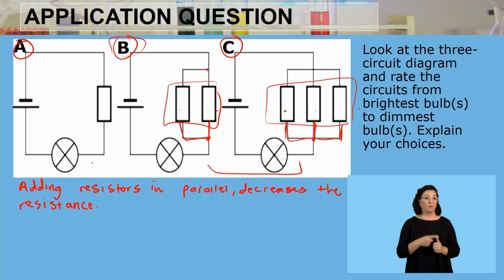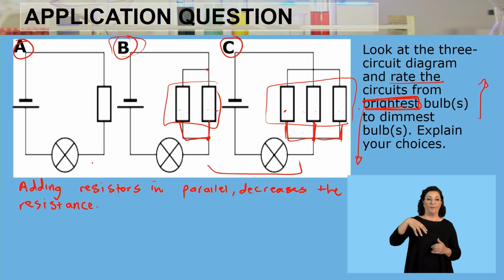So now to answer the question, we need to rate the circuits from the brightest bulb to the dimmest bulb. For a bulb to be the brightest, the resistance there must be low. And for it to be the dimmest, the resistance there must be high. So resistance must be high for the bulbs to be dim. And for the bulbs to be brighter, the resistance needs to be low.